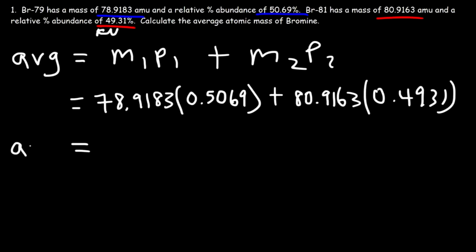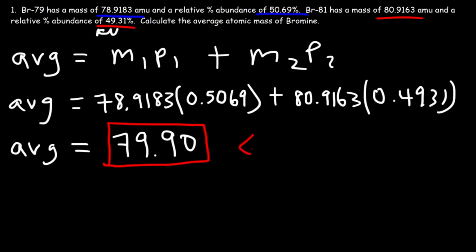Now let's plug these numbers into a calculator and get the answer. What I got is 79.90, and this is the average atomic mass of the element bromine. You can check this answer by going to Google Images and looking up the average atomic mass for bromine using a periodic table. You should get about 79.9, and that's how you can confirm your answer. So that's it for this problem. Now you know how to calculate the average atomic mass of an element.